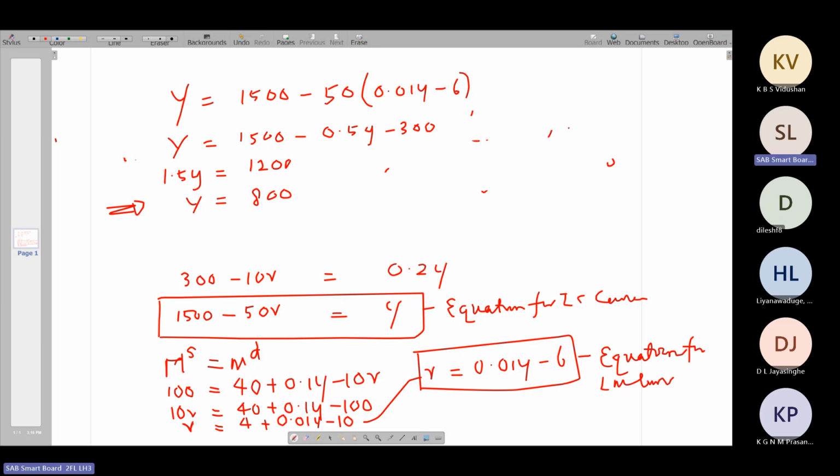Then what can you find? You can find the equilibrium interest rate. Substitute into the LM equation. So we have the equilibrium interest rate R equals 0.01 times y, which is 800, minus 6. How much is the equilibrium interest rate? 8 minus 6. That means the interest rate is 2%. Right? That is 2%. Very easy.